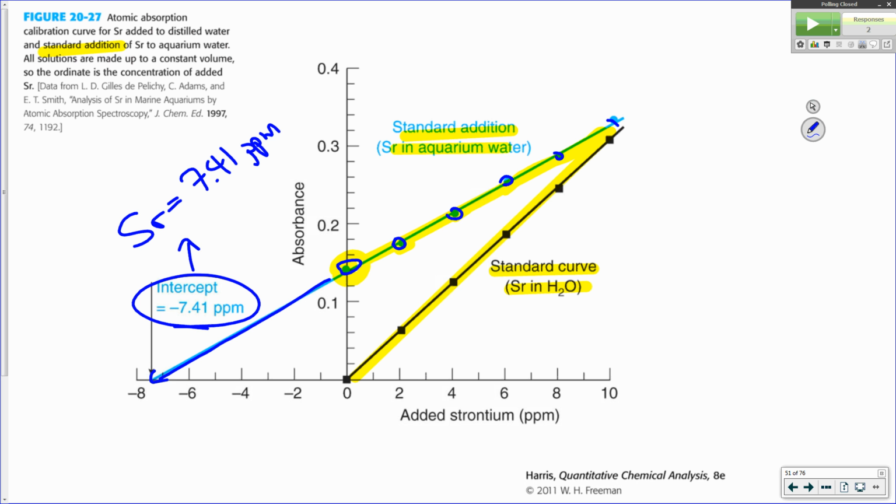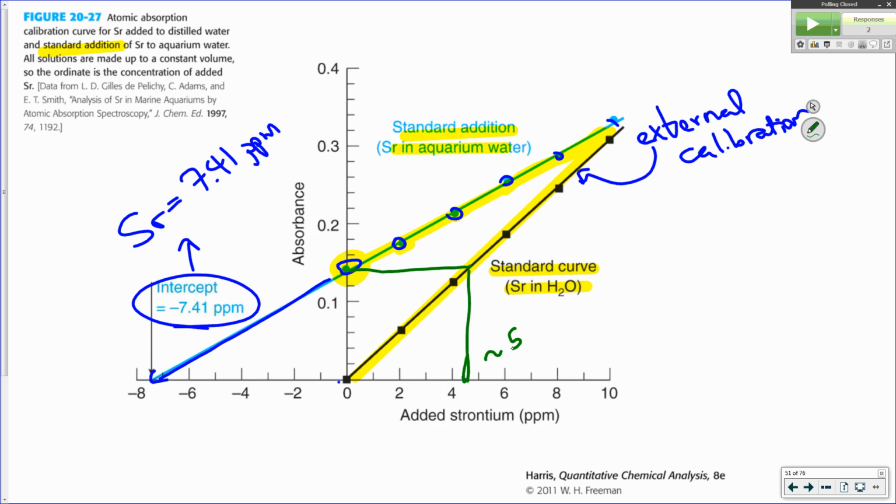You take the absolute value of that intercept. But if I'd done the same thing and compared it with a regular calibration curve, this would be called an external calibration. So I would standardize with a set of standards that I made up, and now compare those to my sample. With this one, my signal would be about like this. I drop down, and I would say it's somewhere approximately 5 parts per million. So the difference between the true 7.4 and the 5 is an error that's been introduced by the matrix in this. So whenever we can, or if we're uncertain about it, we do standard addition.